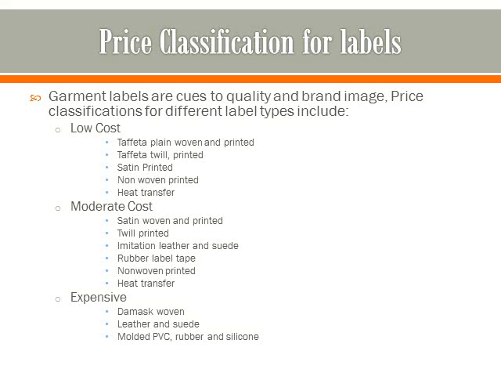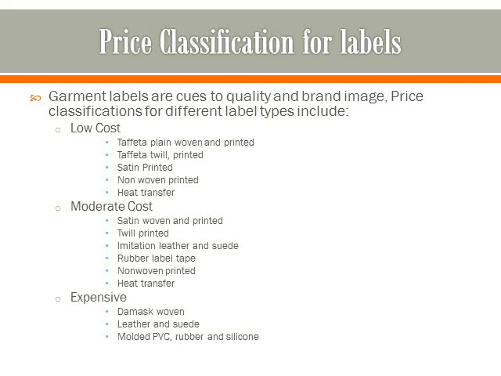Price classification for labels. When you're looking at a garment label, it is definitely a cue to the overall quality and the brand image. So, price classifications for different label types. If a label in a garment is made out of taffeta twill, satin printed, or non-woven printed, or heat transfer, you can guess that the garment is going to be low cost.